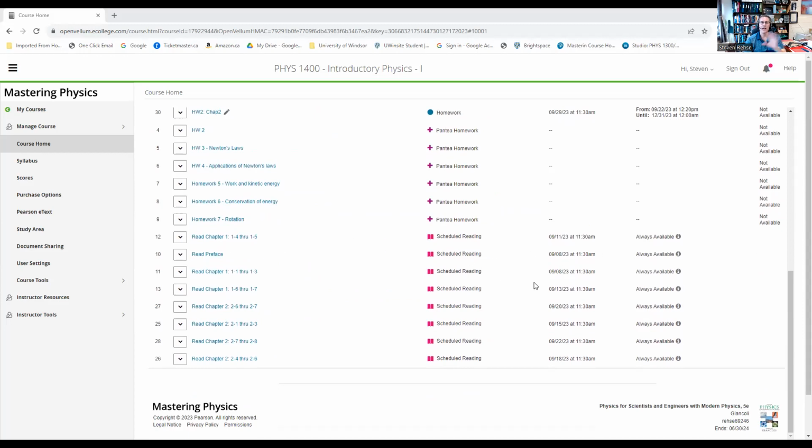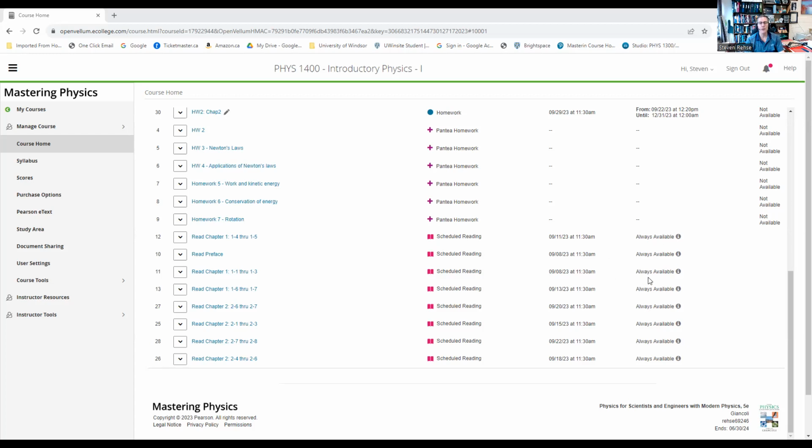Now, the readings are not worth any points at all. It's just a way to help you keep up to speed with where in the course and where in the book we are. So I'm assigning these readings. There's an assignment due date, so you know exactly what you're supposed to be reading for every class. These things are not graded at all. I'm not really checking on whether you're actually doing the readings or not, but this is so you can keep track of where you're supposed to be in the book.